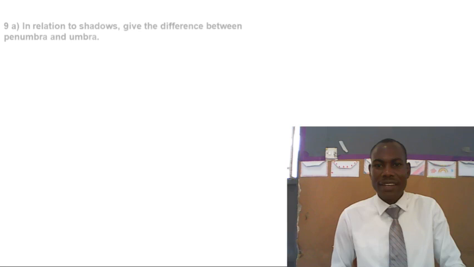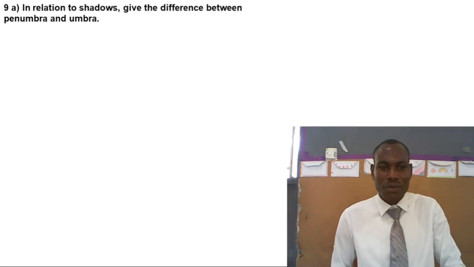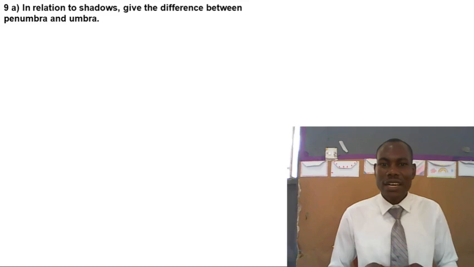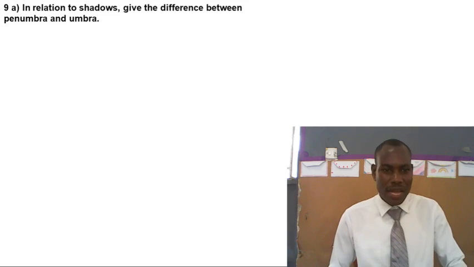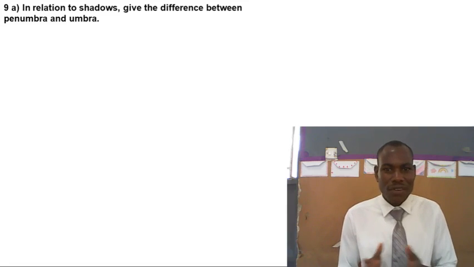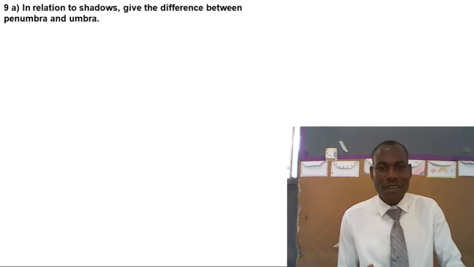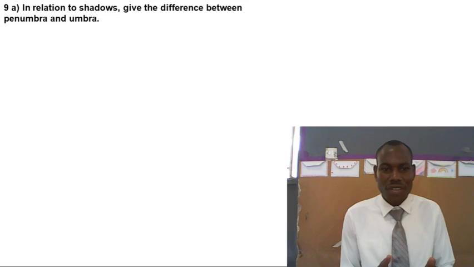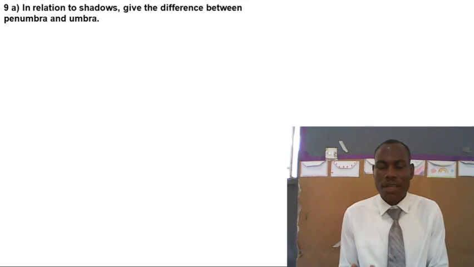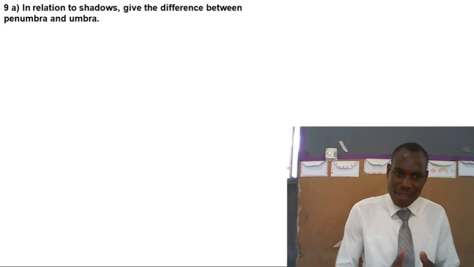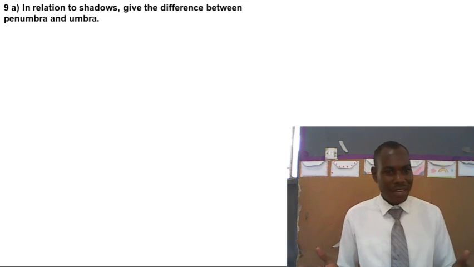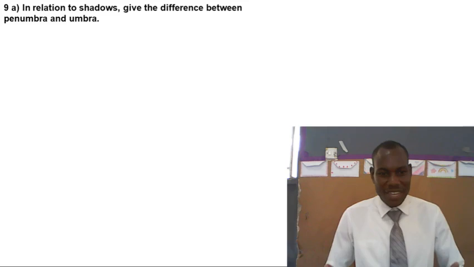Let us go ahead to our ninth question. We are about to complete this. In relation to shadows, give the difference between penumbra and the umbra. I want you to take note of those two words, penumbra, umbra. What is the difference there? When we're talking about shadows, we say that penumbra is a region of partial darkness, whereas the umbra is a region of total darkness. So which difference do we get from there?